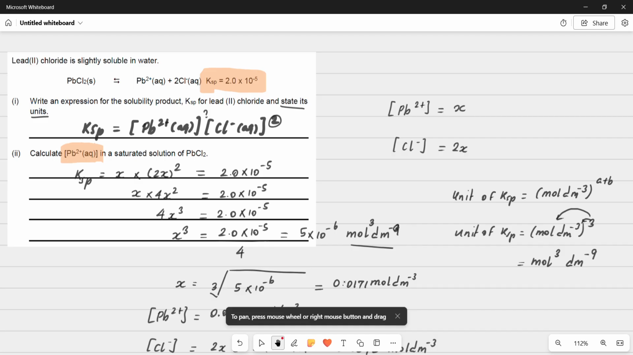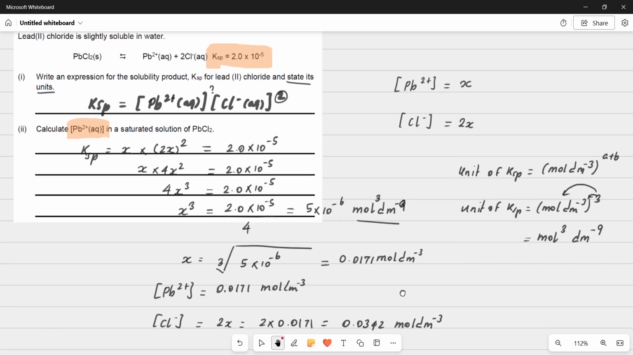So how to calculate the solubility from the solubility product? I first write the expression. From there I get the solubility in terms of x. Then I do the square root or cube root or fourth root, whatever it is. You get the concentration, then accordingly you represent it. The unit calculation I have also given.